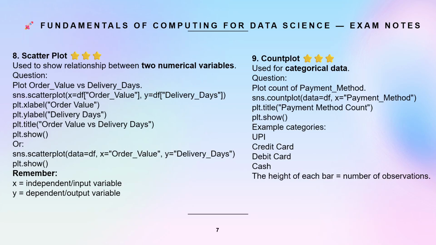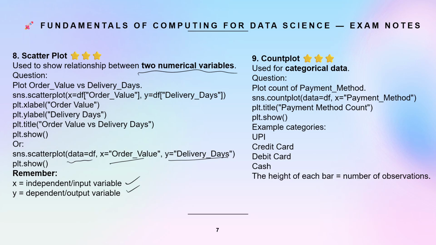Next is your scatter plot. Scatter plot is used to show the relationship between two numerical variables. Like we can say sns.scatterplot x and y, which can be replaced by any other column. Or we can also write sns.scatterplot data is equal to df, this is a data frame, x is equal to column 1 and y is equal to column 2. There will be one independent or input variable x and one dependent or output variable y.